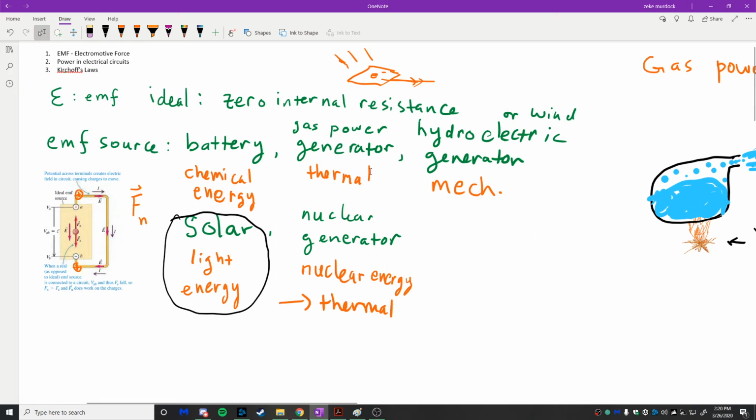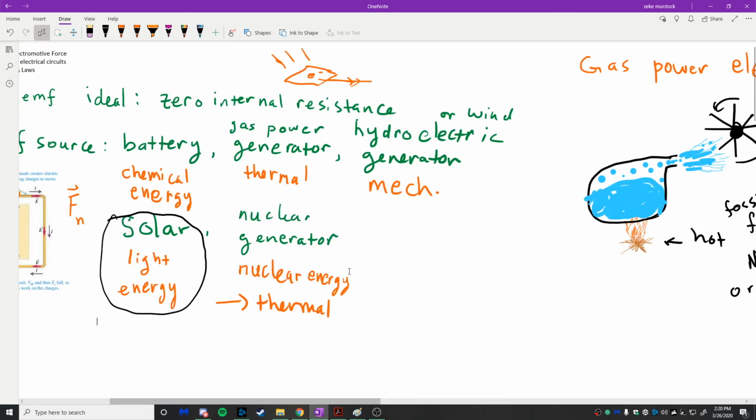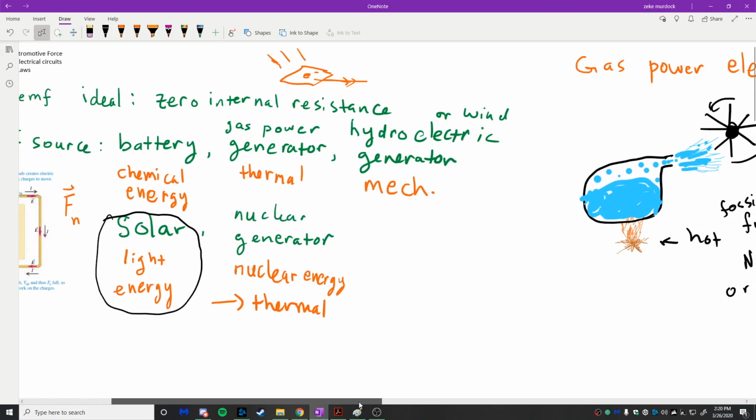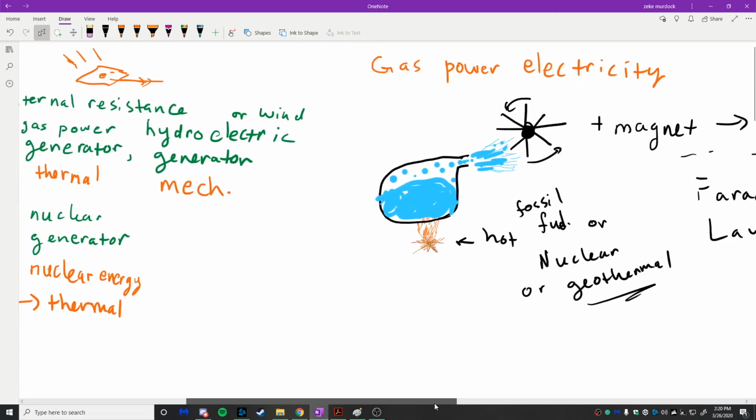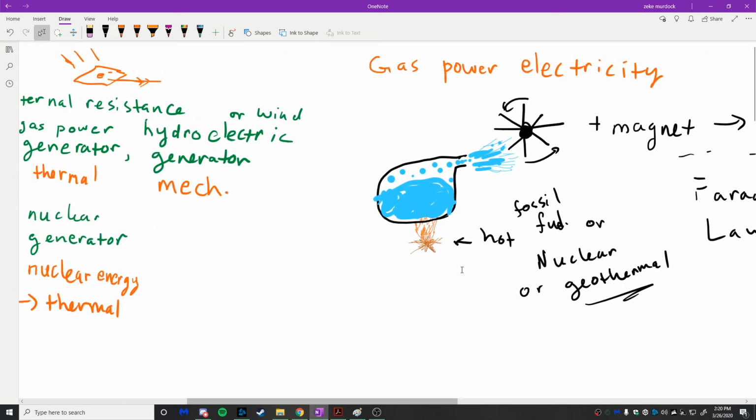These ones, nuclear and gas. Gas could mean coal. It could mean gasoline. It could mean natural gas. It could mean any number of things that we burn. It could also be biofuel. It could be burning corn or burning wood as well. Any of those things can be used to make this process happen.